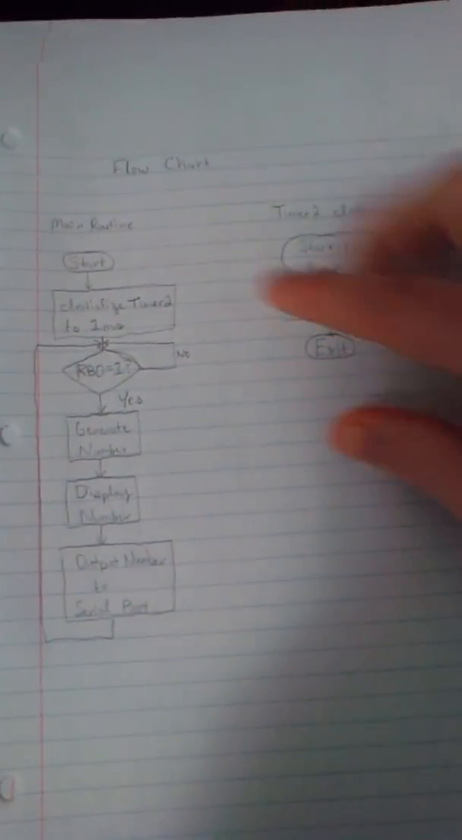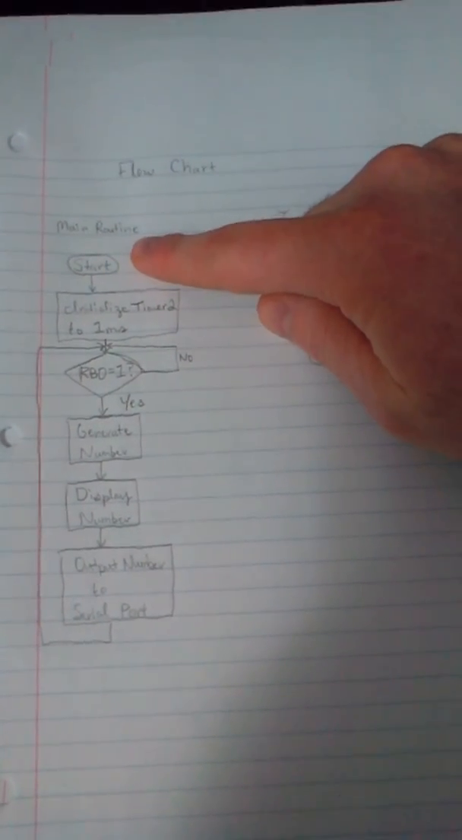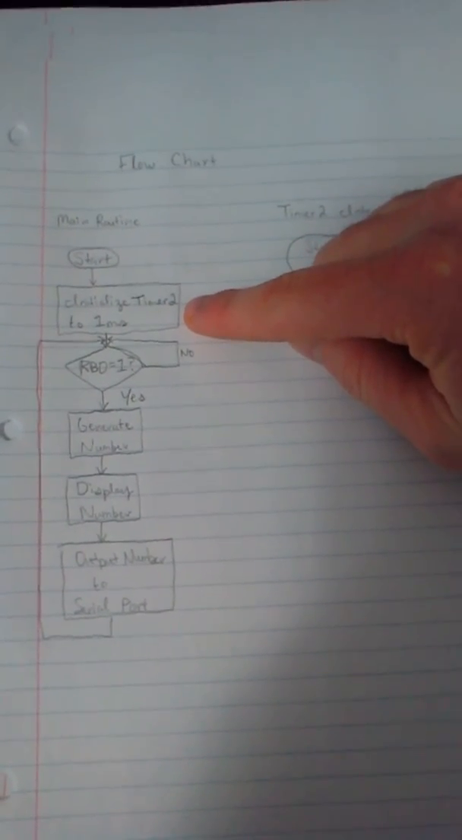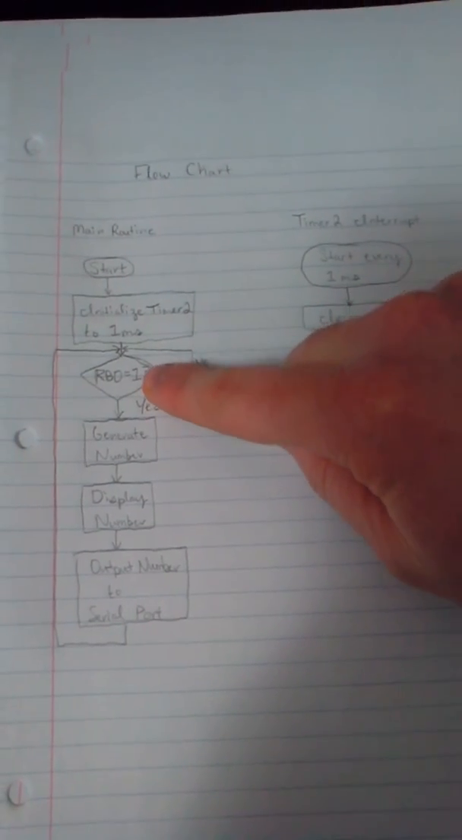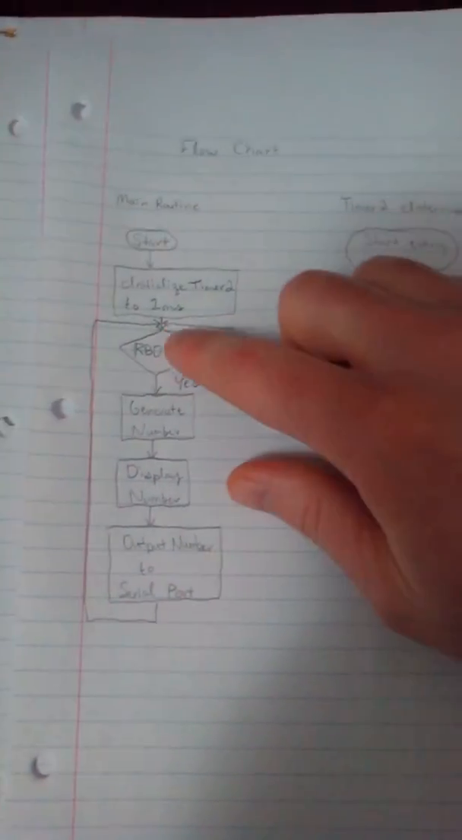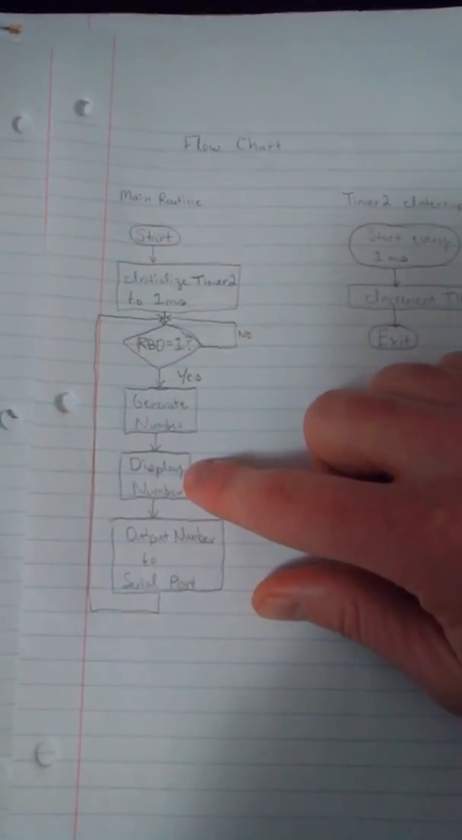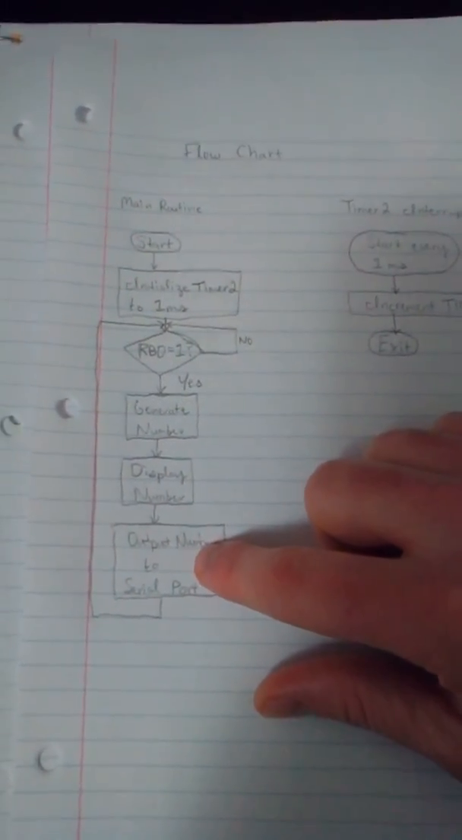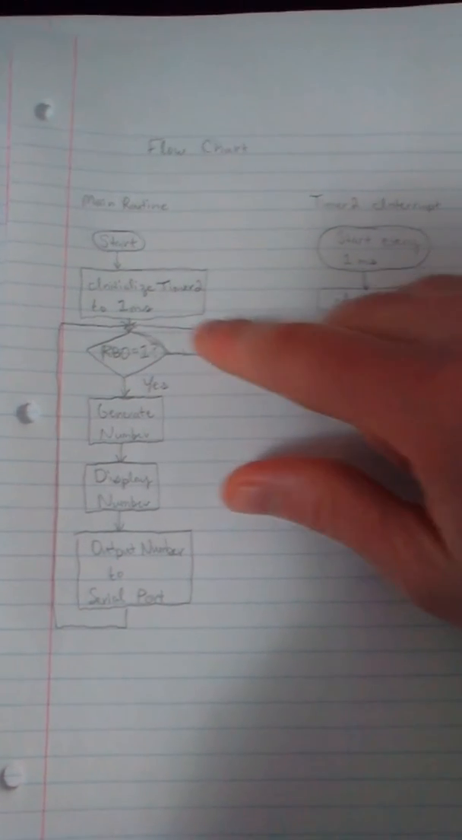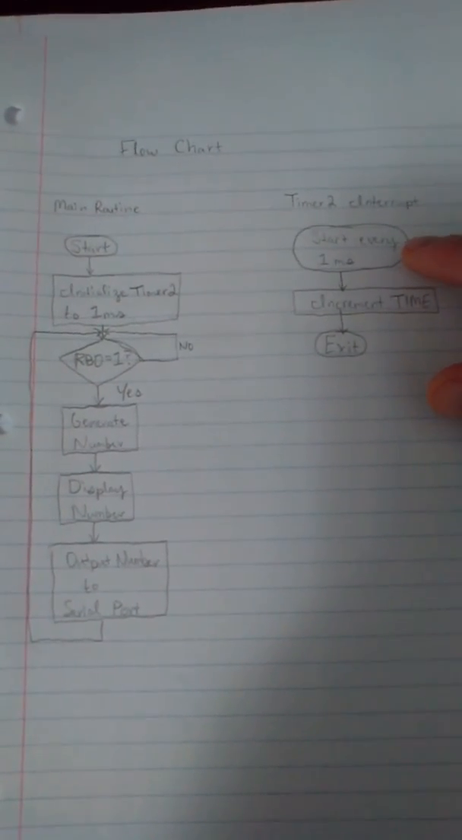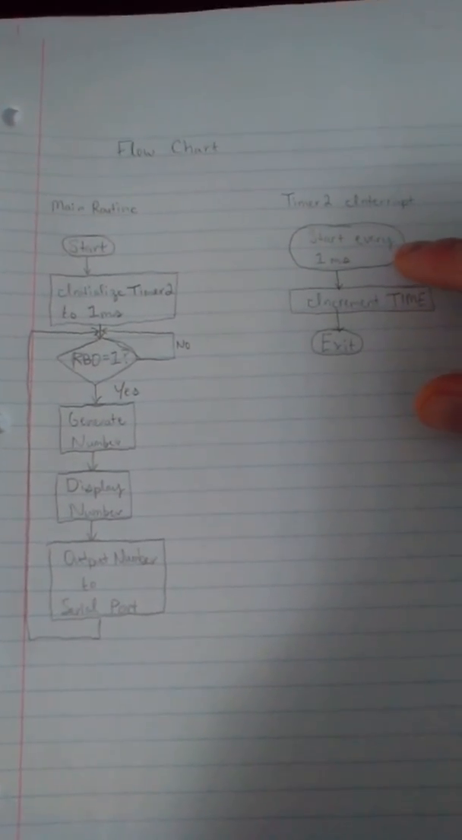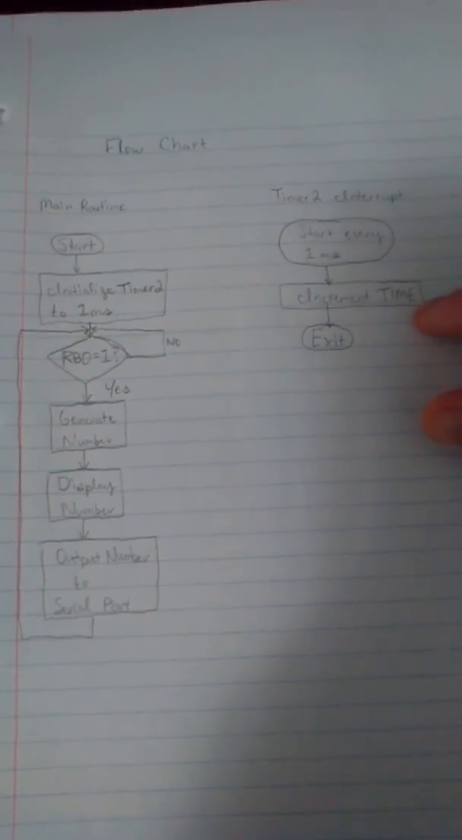Here's the flow chart here. Okay, so for the main routine, we start, initialize the timer 2 to 1 millisecond. Check to see if RB0 is pressed. If not, we keep checking. If it is pressed, we generate the number, we display that number, and we output the number to the serial port and start over again. For my timer 2 interrupt, we'll start it every 1 millisecond, we'll increment a variable named time, and we'll exit.